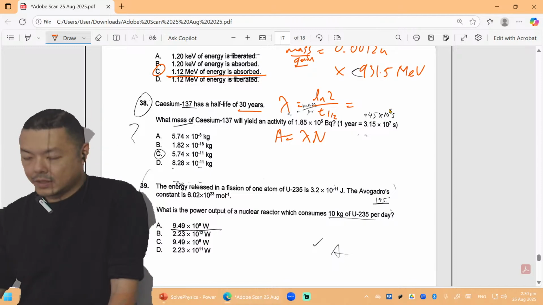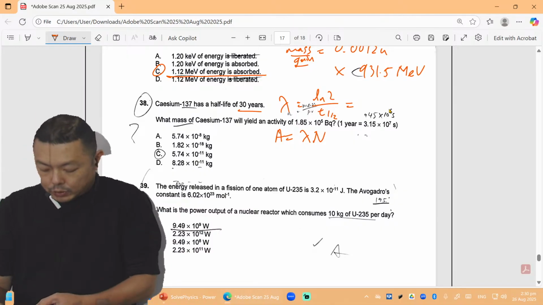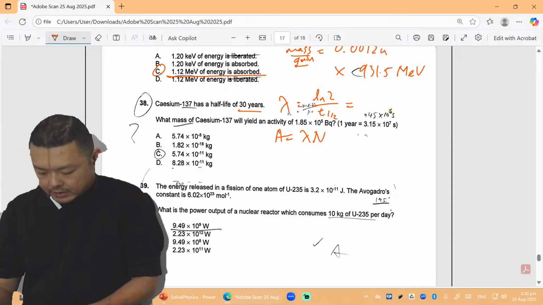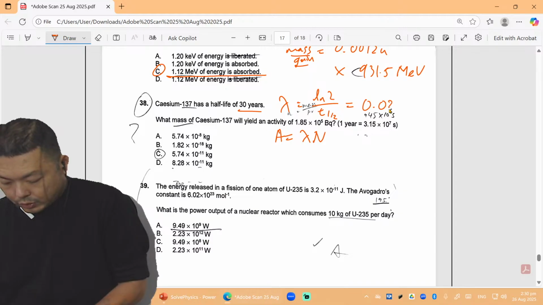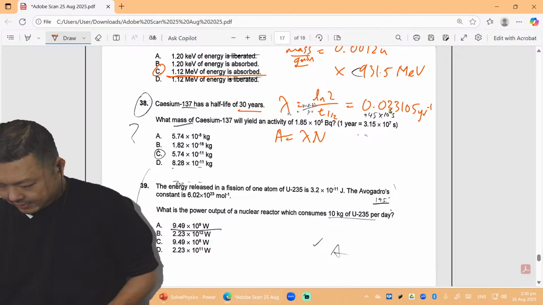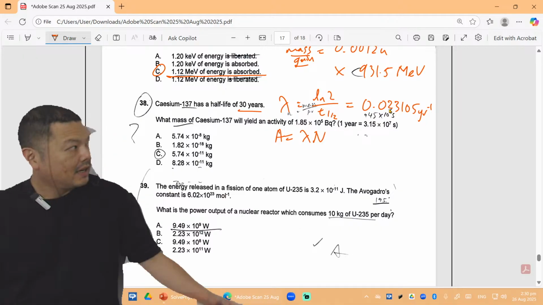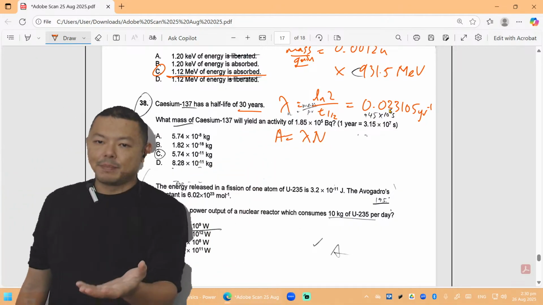Yeah, it's just basically ln 2 divided by 30 first. So that's 0.023105 per year. That's the probability per year. Okay? But this is quite annoying because they ask you for activity in becquerels. And what's becquerels? Per second.